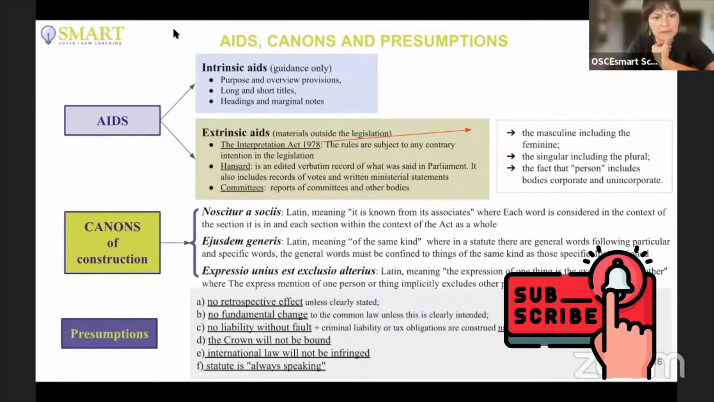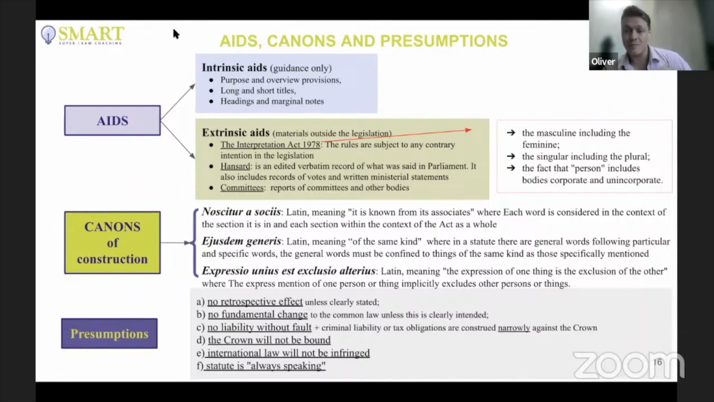What about other aids in this box? As we see as well, Hansard is very helpful, especially if we're taking a purposive approach. If you could explain what it means, because I believe some people might not really understand.